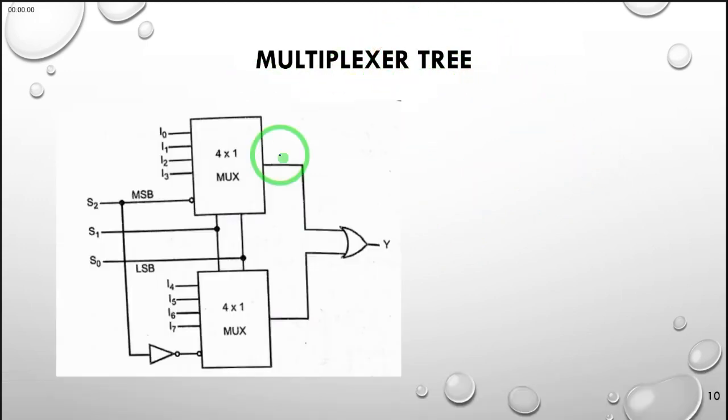So an example is illustrated by this diagram, whereby we are able to form a higher order multiplexer function using two lower order multiplexers. In this case, we have a 4 by 1 multiplexer combined with another 4 by 1 multiplexer, and we get an 8 by 1 multiplexer.